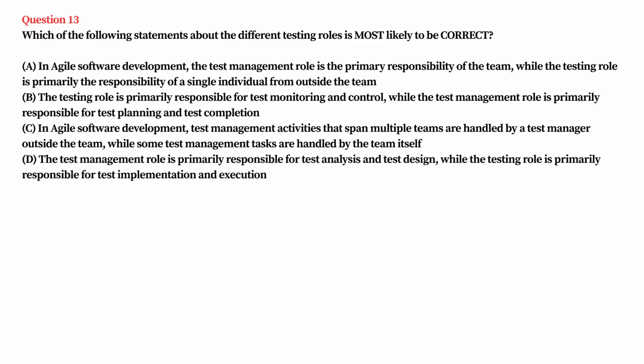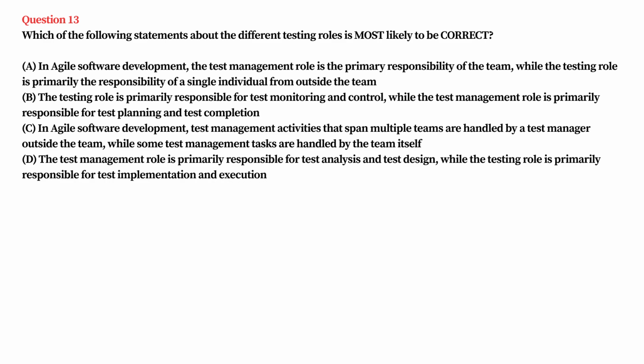Answer B is not correct. The test management role primarily involves activities related to test planning, test monitoring and control, and test completion. So, although this statement is partially correct, it is wrong to say that the testing role is primarily responsible for test monitoring and control. Answer C is correct. In Agile software development, some of the test management tasks may be handled by the Agile team itself. However, for test activities that span multiple teams within an organization, test managers outside of the development team may perform these tasks.